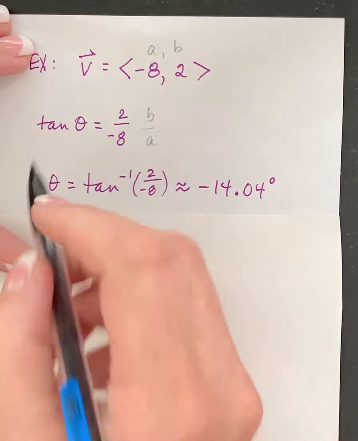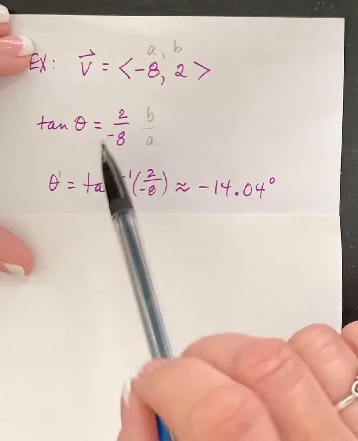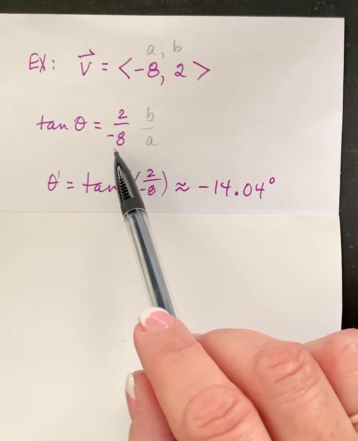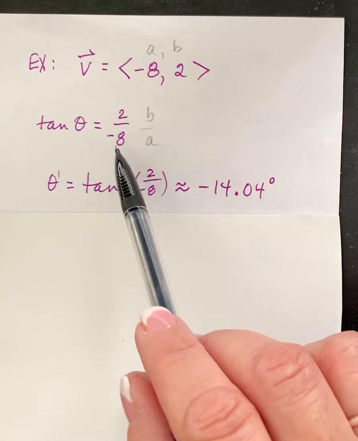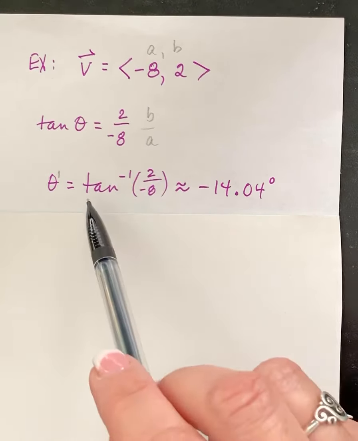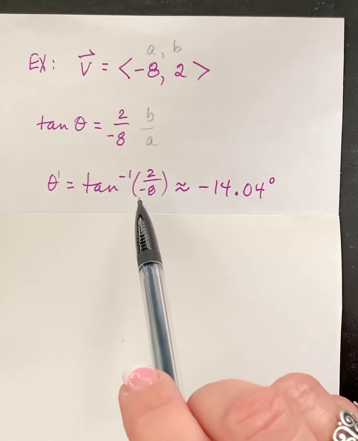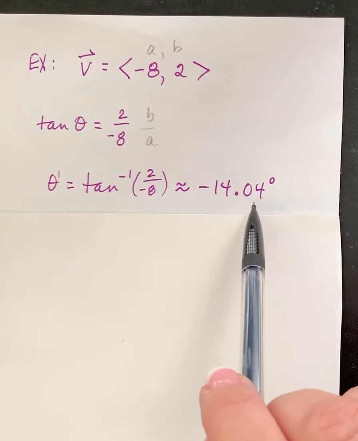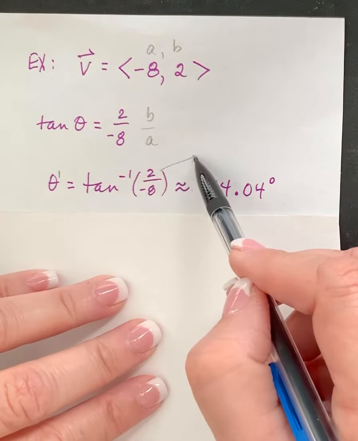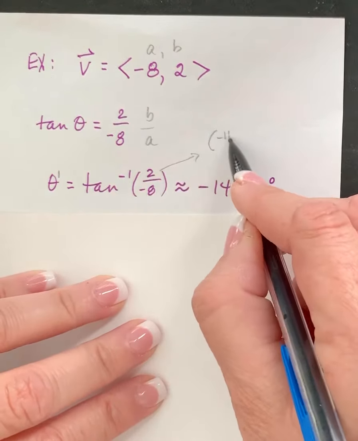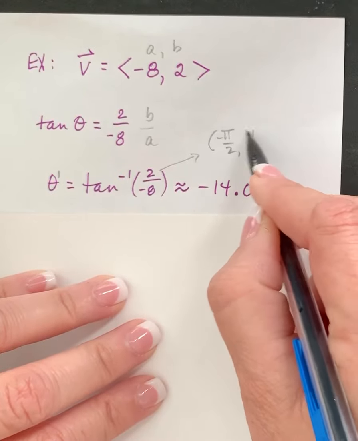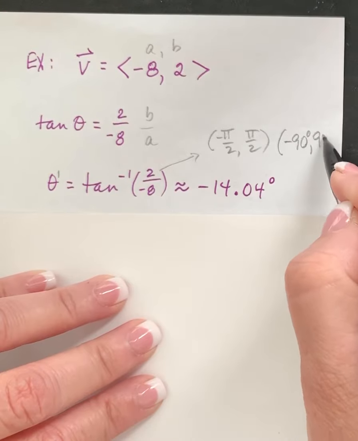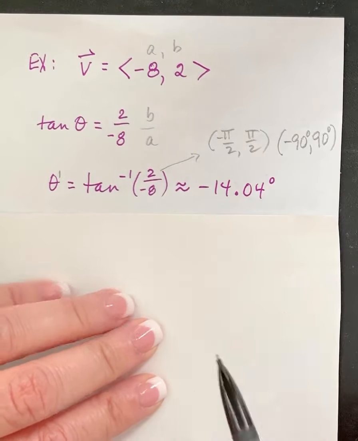Now this is a little tricky, maybe I should say theta prime. There's an infinite number of angles whose tangent value is -2/8. When you do inverse tangent using the calculator, it will give you -14.04 degrees. Remember, inverse tangent will always give you results between -pi/2 and +pi/2, or if you're doing degrees, -90 degrees to +90 degrees.